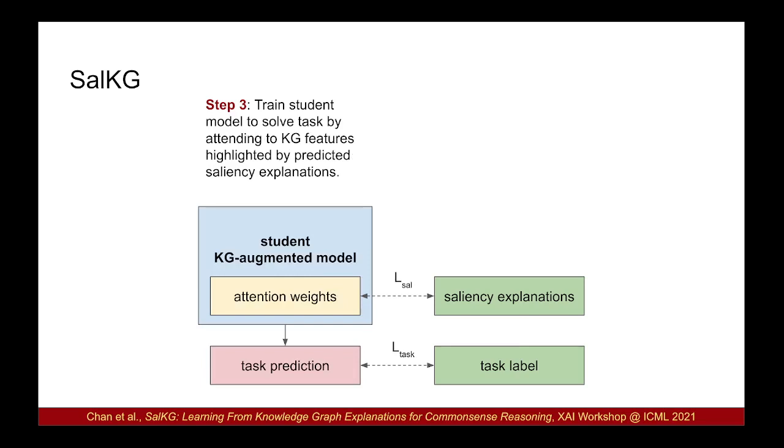And third, we train a student KG augmented model to predict the saliency explanations, then solve the task by attending to KG features highlighted by the predicted explanations. Here, we see that the student model is trained by jointly optimizing the task loss L task and the explanation prediction loss L sal.